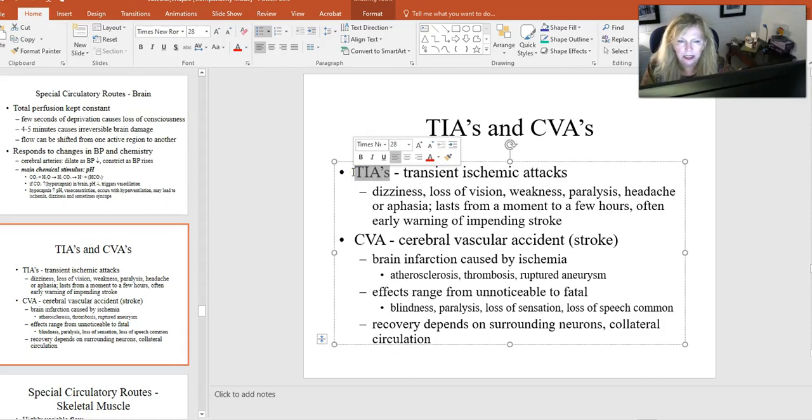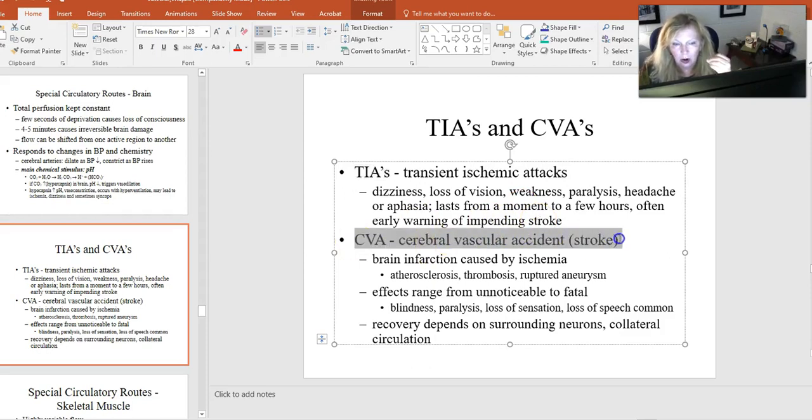The difference in these is really the extremity of how they're happening, and where they're happening. With TIAs, you're going to get signs and symptoms, but they resolve. It's not enough to typically cause permanent damage. They resolve, but they are serious.